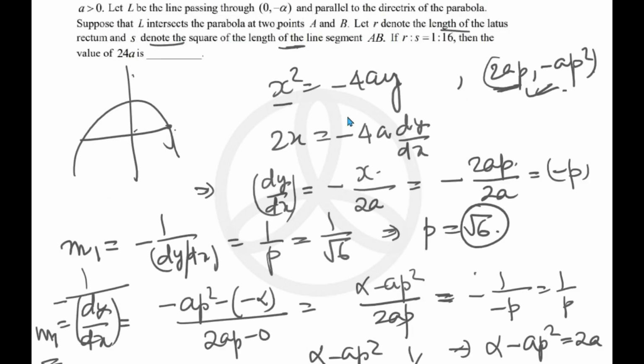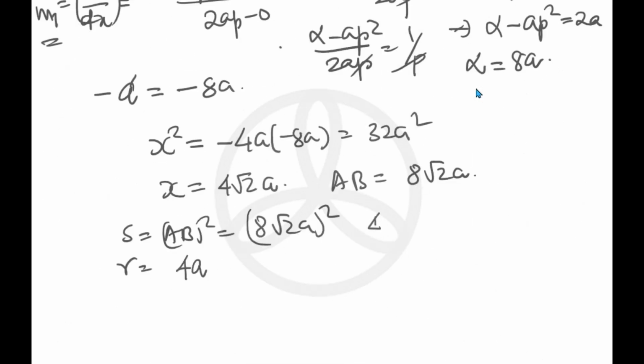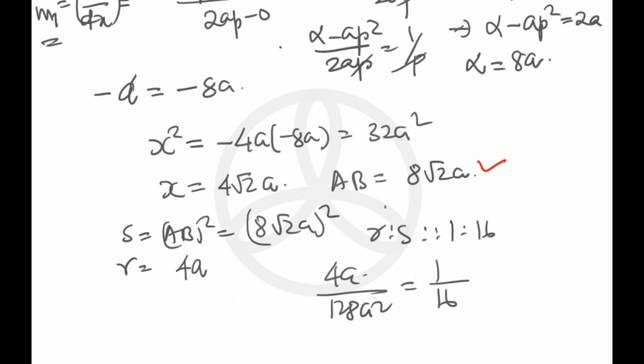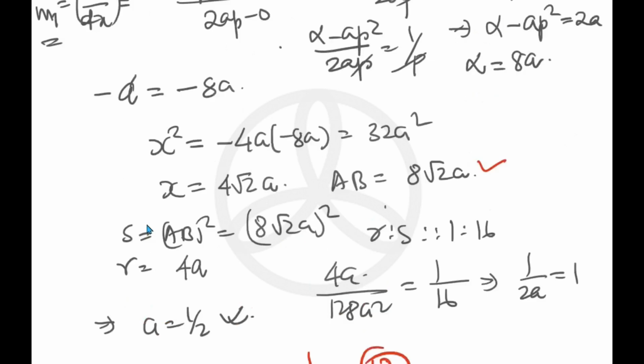So as per the question, R by S is 1 by 16, which means 4a divided by 128a square is equal to 1 by 16, and this is 64 divided by 2. This will give us 1 by 2a is equal to 1. This will give a is equal to half. Okay, when a is equal to half, 24a is 24 times half, which is equal to 12. Therefore 12 will be the correct answer for this.